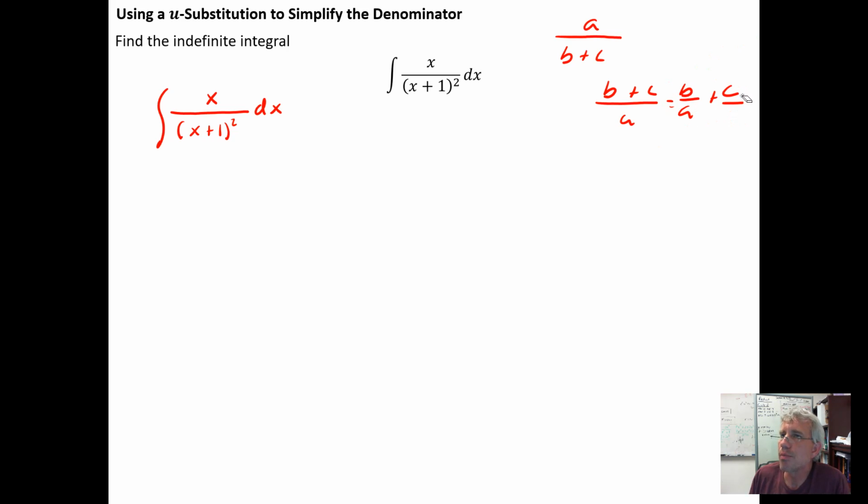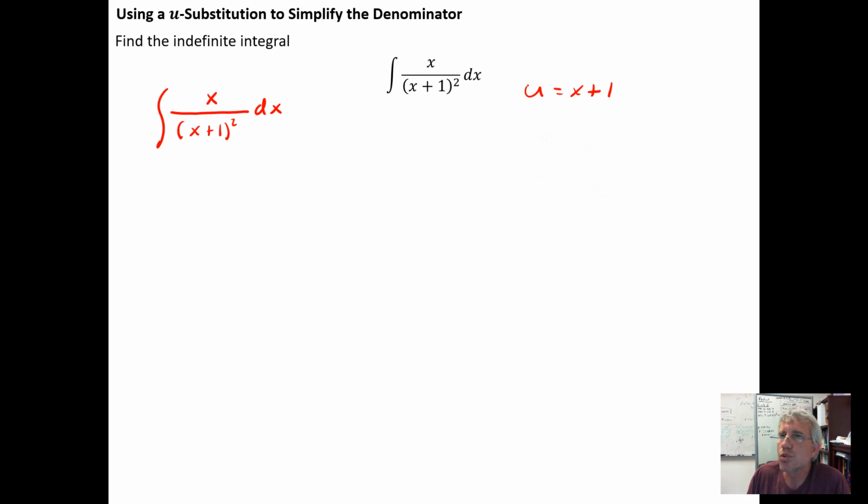So sometimes when you have multiple terms in the denominator, what you want to look at is see if you can use a u-substitution that gives you a single term in the denominator, and then use that substitution to rewrite the numerator and then break it apart into individual fractions. So here, expanded, the denominator would have three terms. So a u-substitution, u equals x plus 1, might help us out.